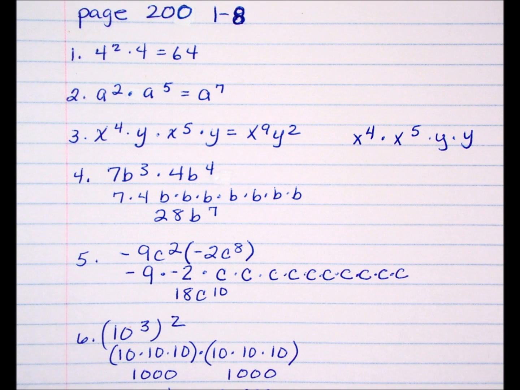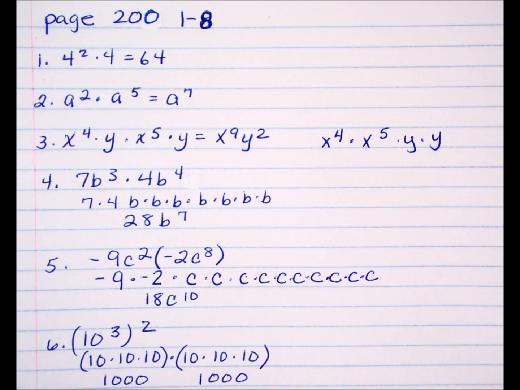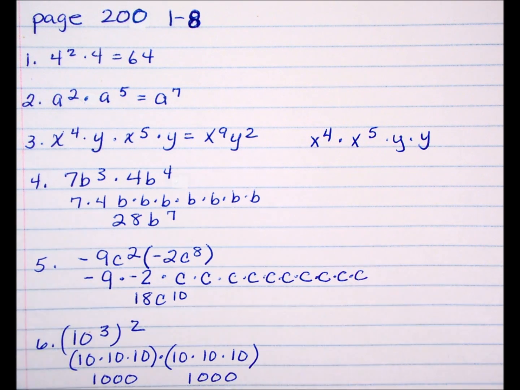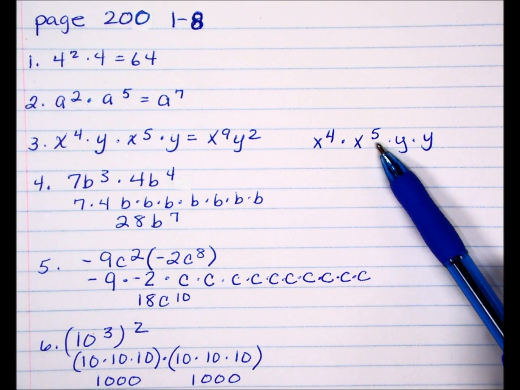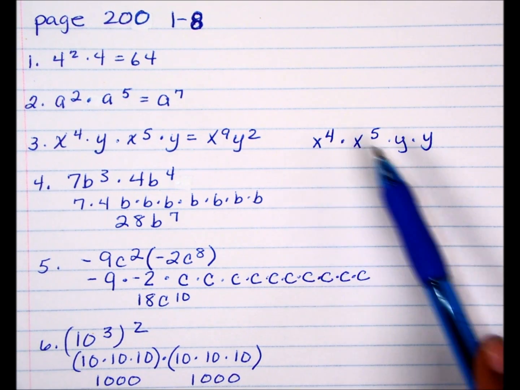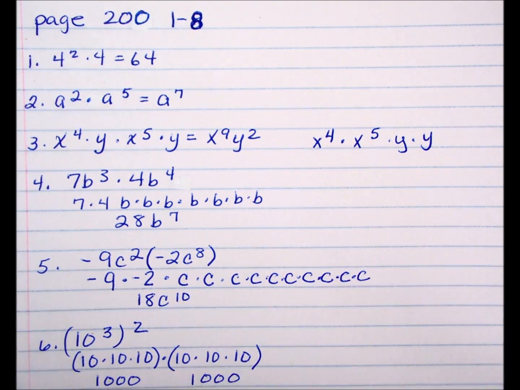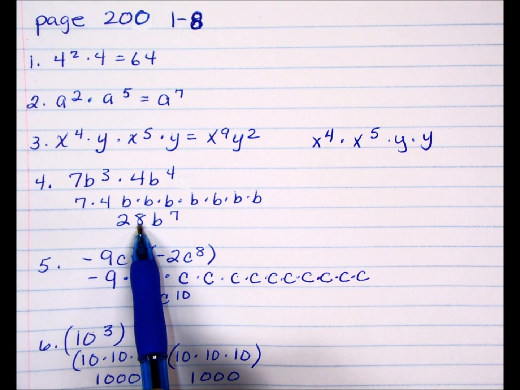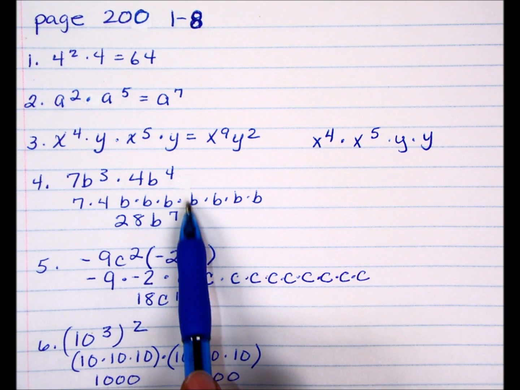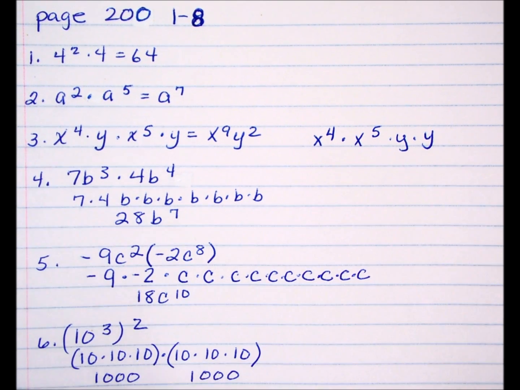In number 3, they did x to the 4th times y times x to the 5th times y. So what we did was we reordered them so that we had x to the 4th times x to the 5th times y times y. That would be x to the 9th times y squared, because we know there's a 1 here for each of those. In the next one, it was 7b to the 3rd, or 7b cubed, times 4b to the 4th. So we reordered and put our coefficients together. 7 times 4, that gave us 28. We put 3 b's from here and 4 b's from here. That gave us 7 b's, b to the 7th.